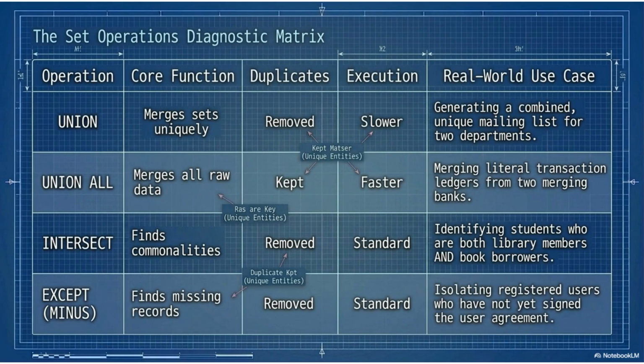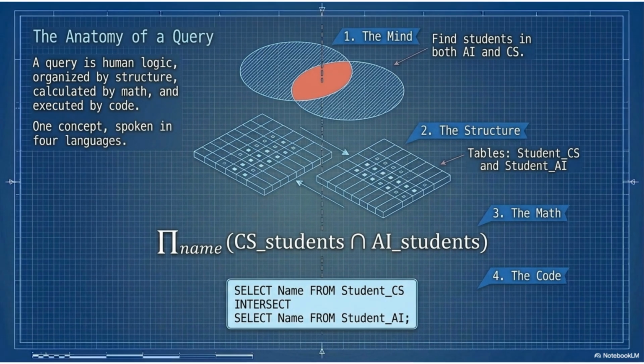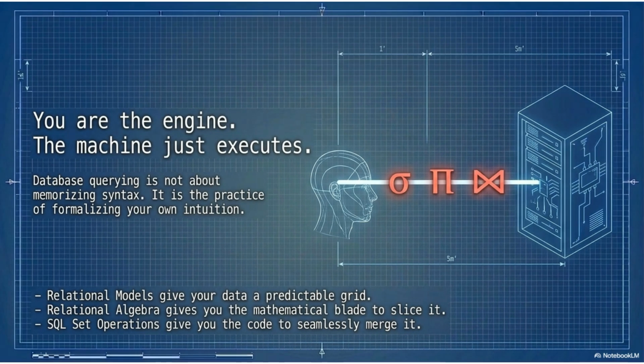This diagnostic matrix summarizes our operations. From merging unique entities with union to finding missing records with except, each tool serves a specific real-world purpose. A query is human logic brought to life. It begins with your intent, takes shape through structure, is calculated with math, and is finally executed by code. Ultimately, you are the engine. The machine only executes. By formalizing your intuition through relational models, algebra, and set operations, you master the art of querying.